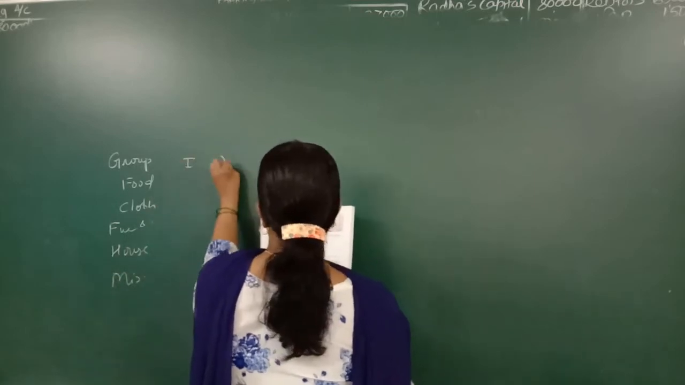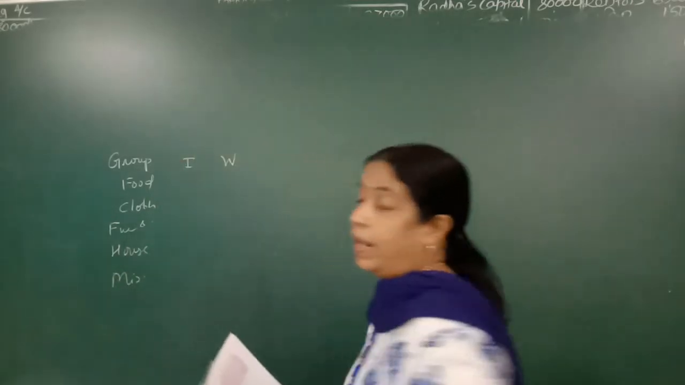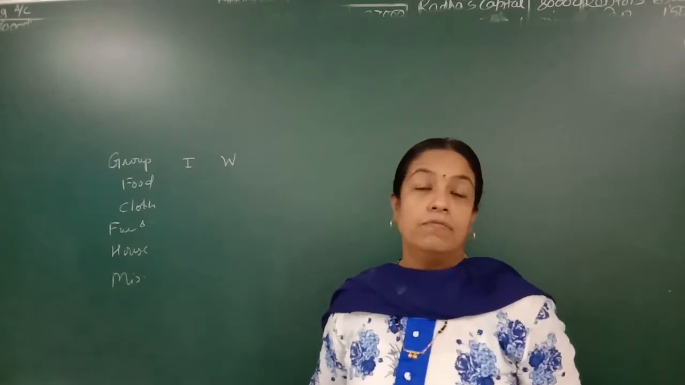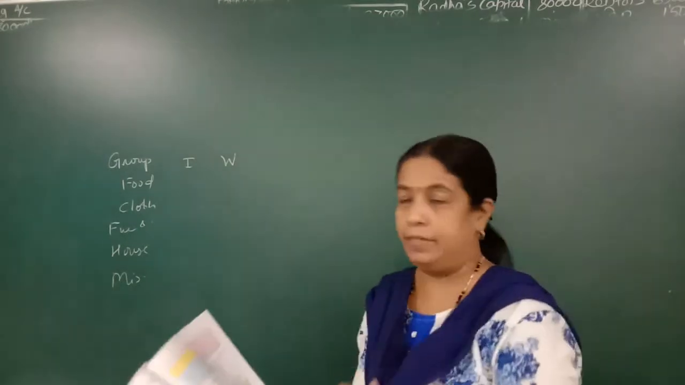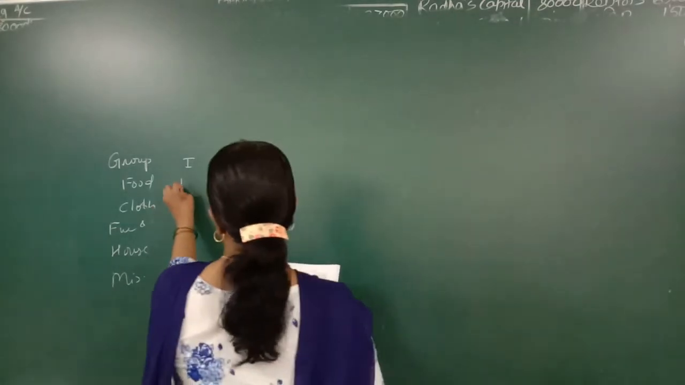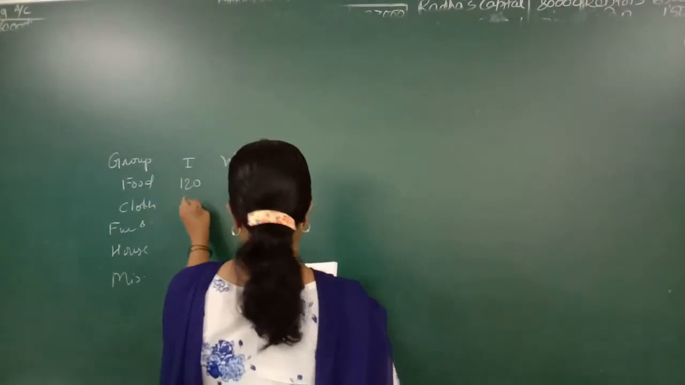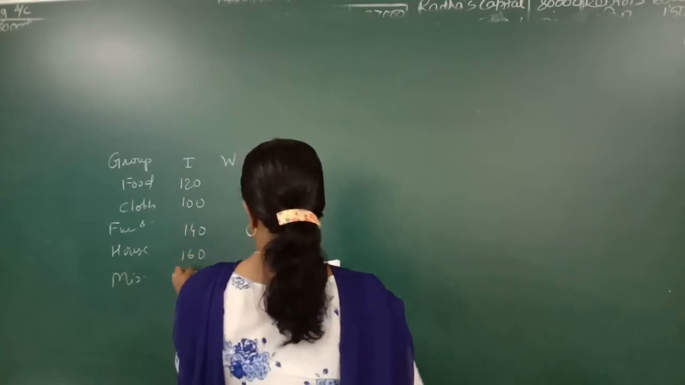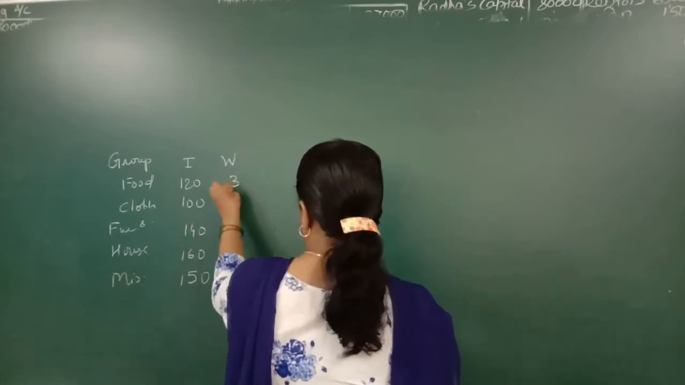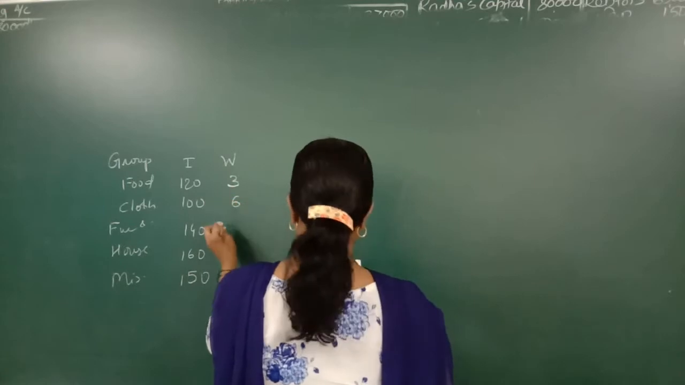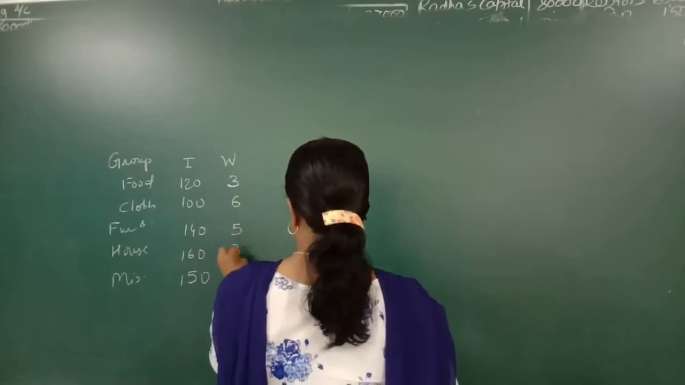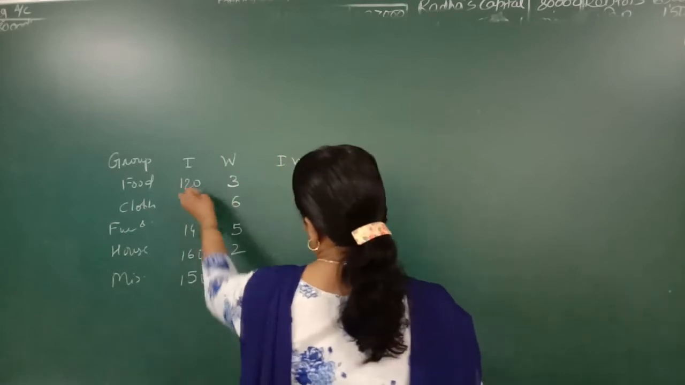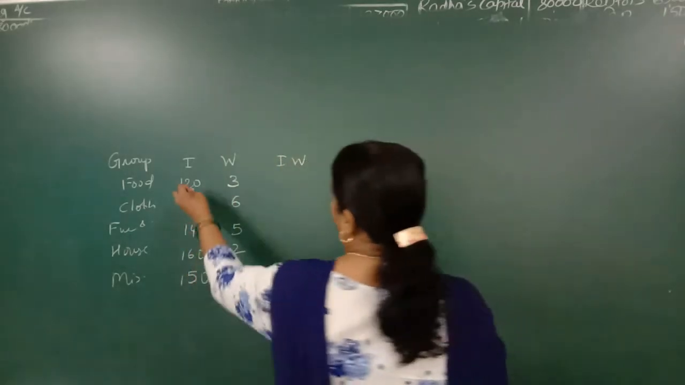R is given, W is given. Now, when R and W are given, naturally you have to use the family budget method. Now, I is 120, given directly. The values are given: 140, 160, 150. The weight is 3, clothing 5, 2, 4. Now IW we will calculate here because it is in our formula.